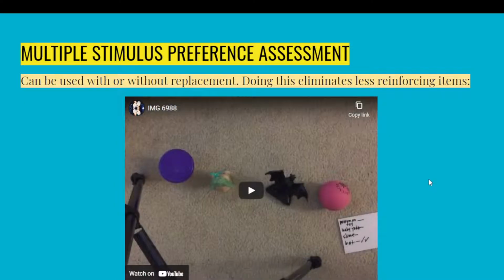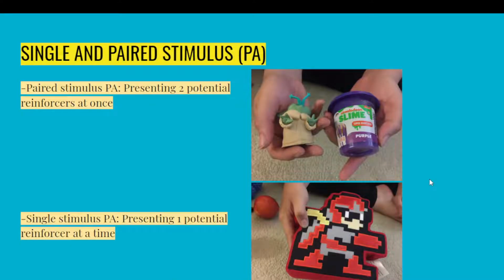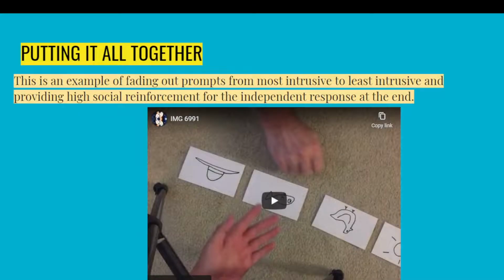It's not always that your learner is going to be picking the same item every time, but it could happen. Single and paired stimulus preference assessment. Paired stimulus preference assessments are presenting two potential reinforcers at once, and a single stimulus preference assessment is presenting one potential reinforcer at a time.